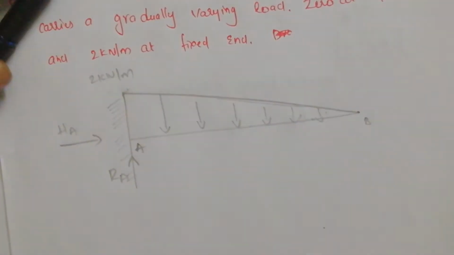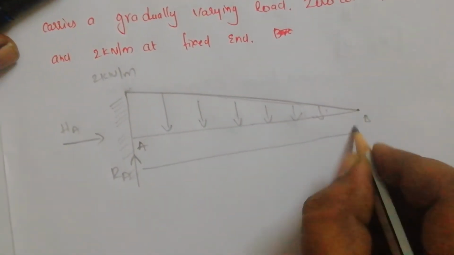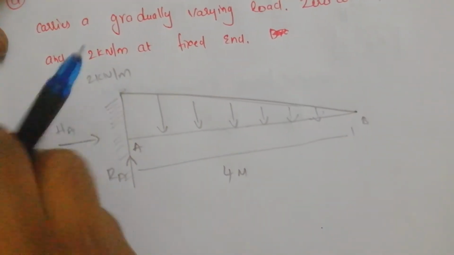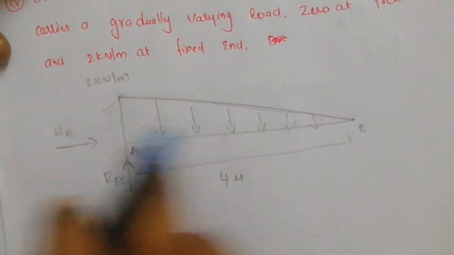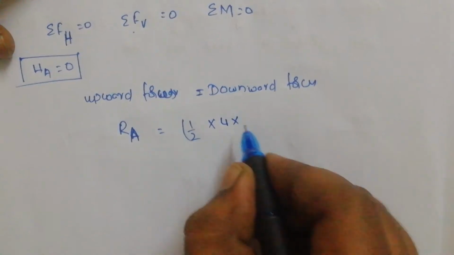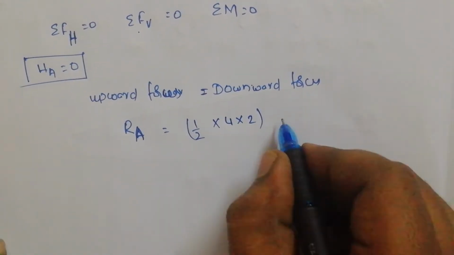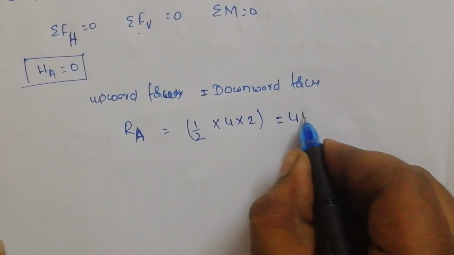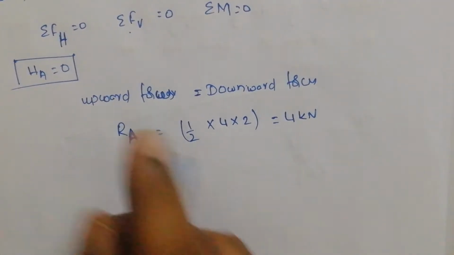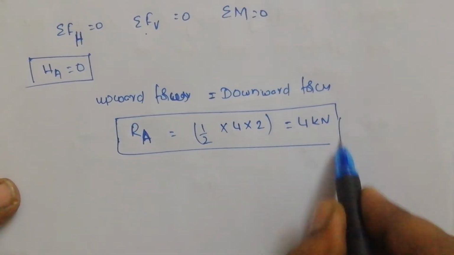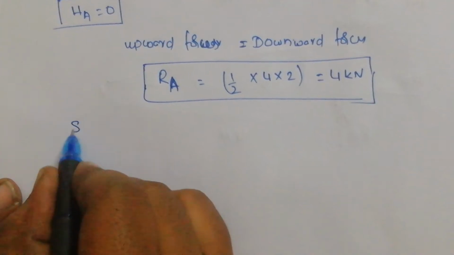The span of this triangle is given as 4, and the height they have clearly mentioned is 2 kilonewton per meter. So the area of this triangle will be half into 4 into 2, whose value is 4 kilonewton. So you have got the value of reaction at point A also. Once you get this, let us move to the SF calculation.